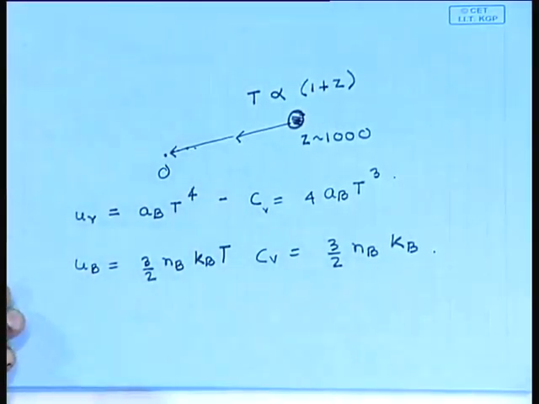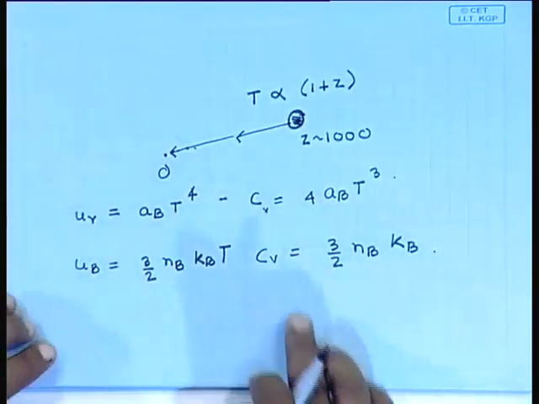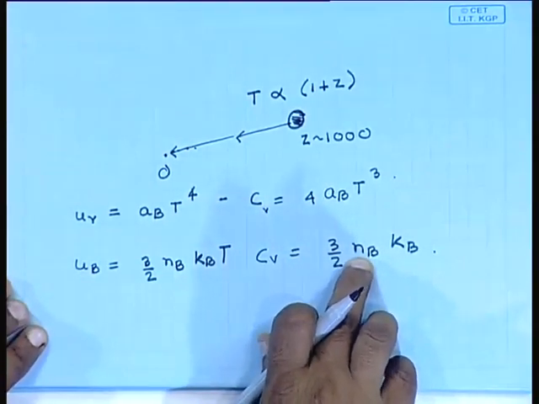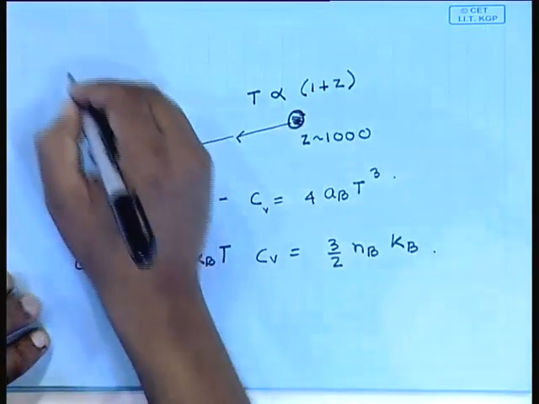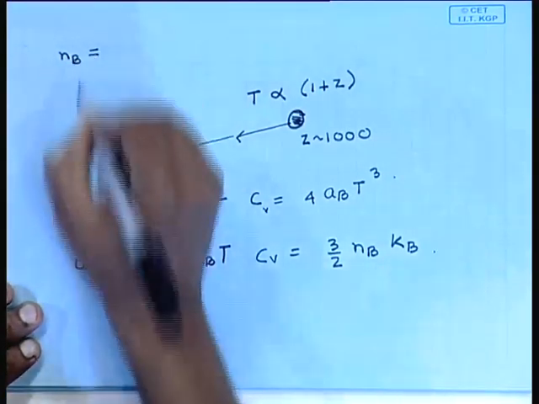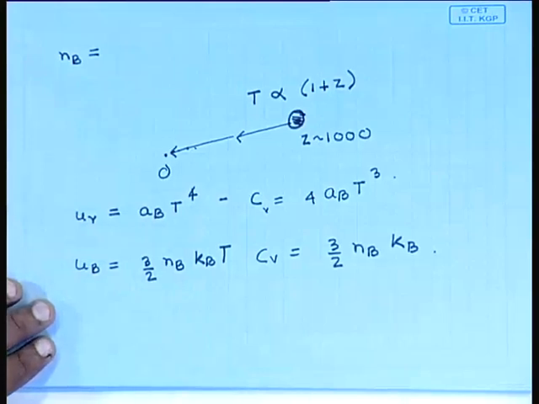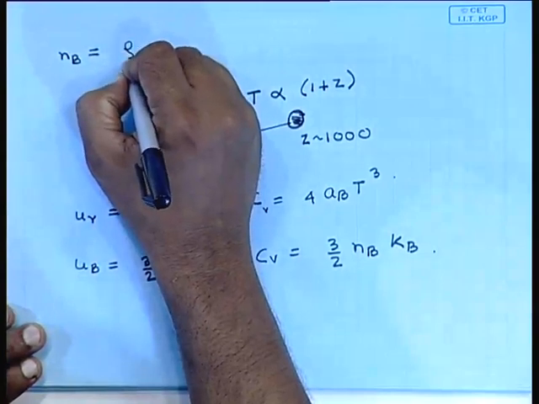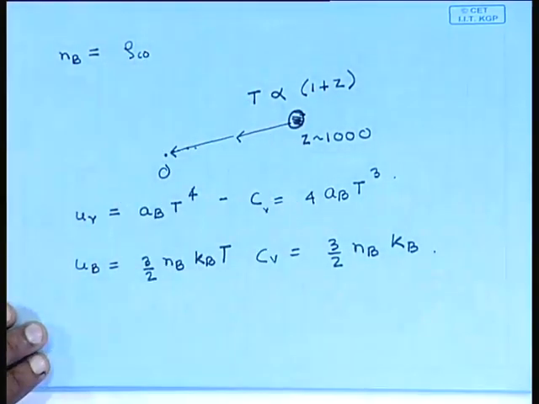It is straightforward to calculate. We know the Stefan-Boltzmann constant. All that you have to do is calculate the number density of baryons, which is very simple to calculate. Let me do it here. Number density of baryons, how will you calculate this? We know that the critical density of the universe is rho critical naught, right. That is the critical density of the universe.